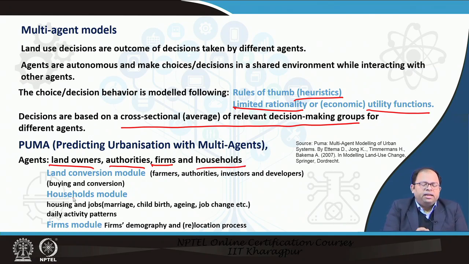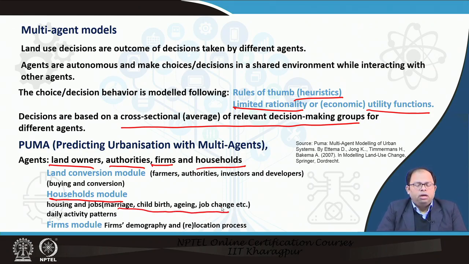Then there are different components within this model. One component is the land conversion module, which models the buying process as well as the conversion process of a particular land. It includes farmers, authorities, investors and developers who are involved in this buying and conversion process. Then there is the household module, where we look into their locations for housing and their locations for jobs. Here we also consider the transition of the households in terms of marriage, childbirth, aging, job change and so on. So we track this, and the daily activity patterns are also determined, based on which we can determine the amount of trips that are generated by each household. So this is the household module.